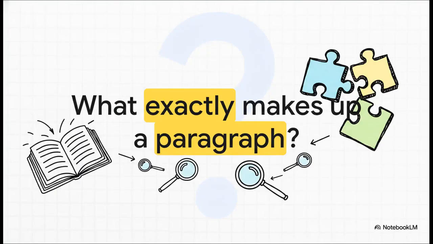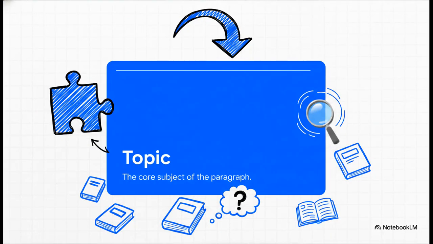So, what exactly makes up a paragraph? You know, a paragraph isn't just a random assortment of words tossed together on a page. It's actually a highly organized puzzle box just waiting to be opened. And to open it, you need to identify 3 distinct pieces that the writer has deliberately hidden inside. The very first piece of that puzzle is the topic.